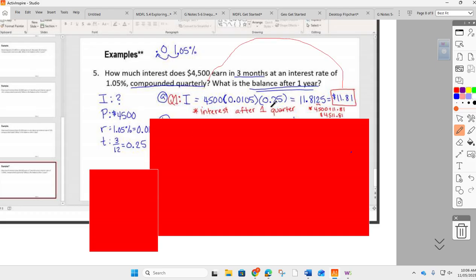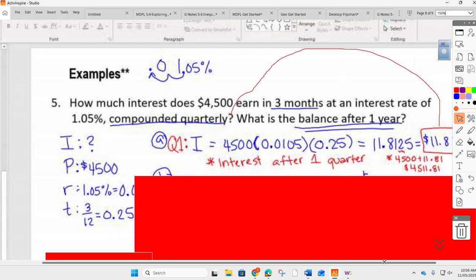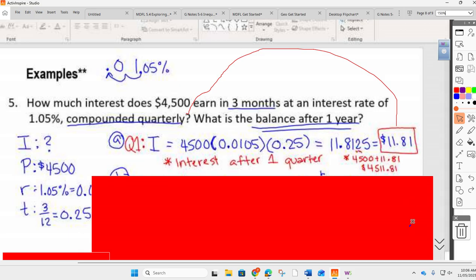Now we've got to find the balance after 1 year. To find the balance after 1 year, we're going to start by finding the balance at each compounding period. So quarter 1, the balance at the end of quarter 1, the balance is going to be $4,511.81. Make it bigger so you can see it back there. $4,511.81. So now we've got to compute the interest and the balance at the end of each compounding period. So we're going to go over here to our calculator.